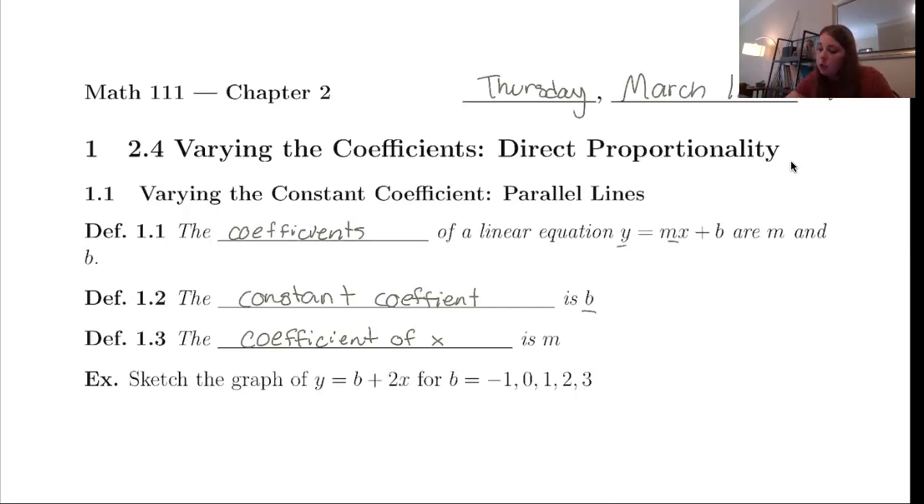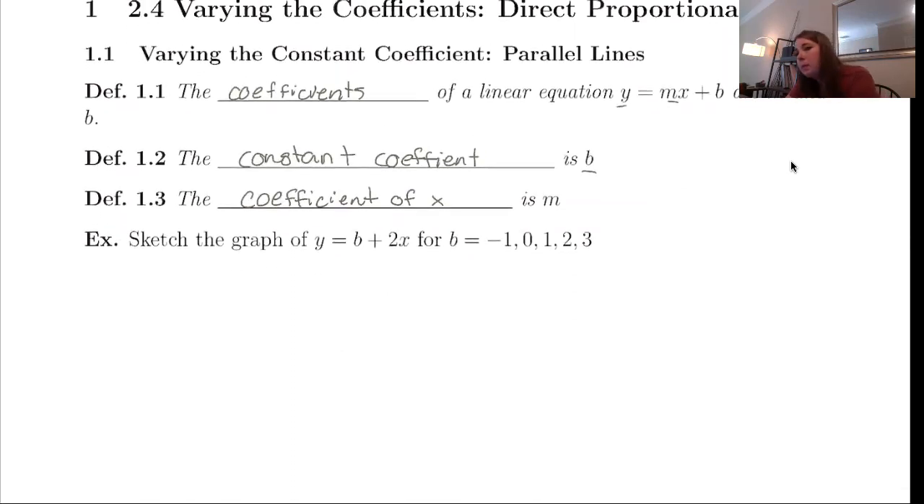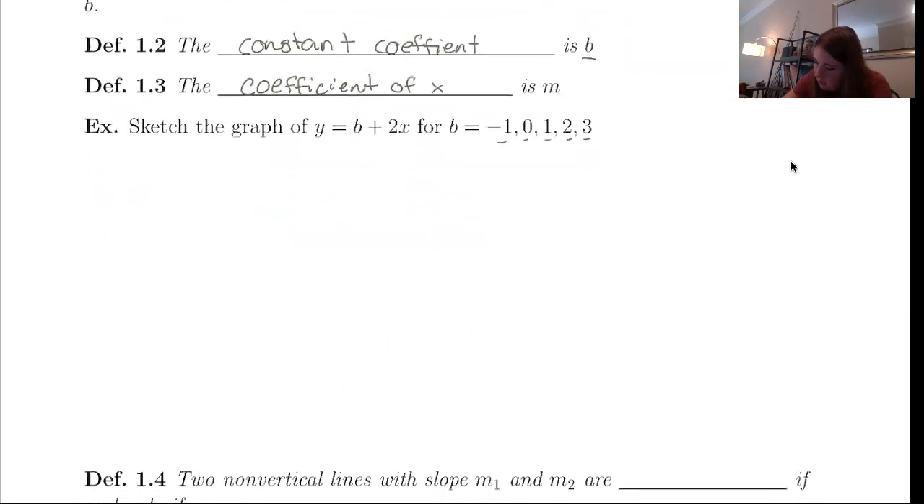All right, cool. So now we're asked to sketch the graph of y equals b plus 2x, right? So for b equals -1, 0, 1, 2, and 3. So let's draw really big axes.